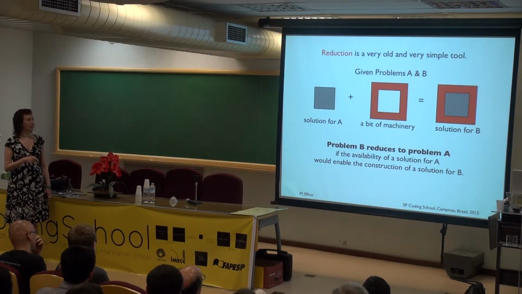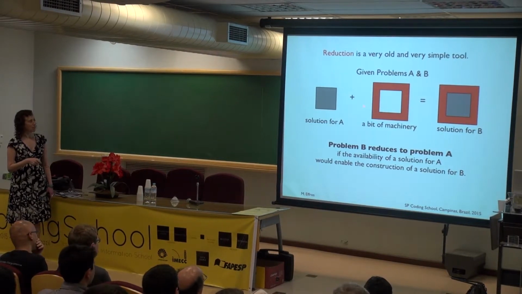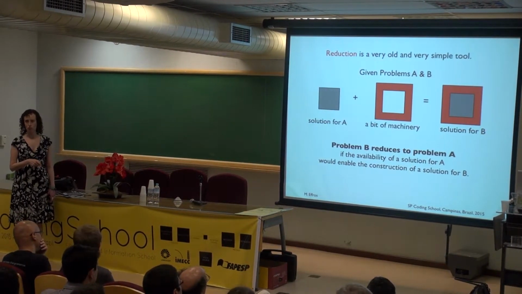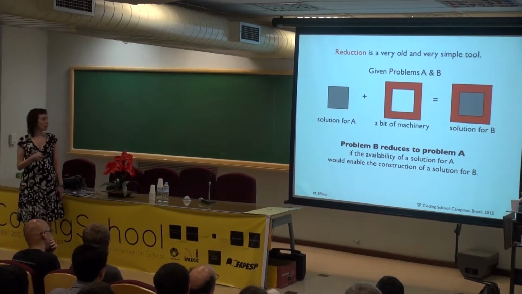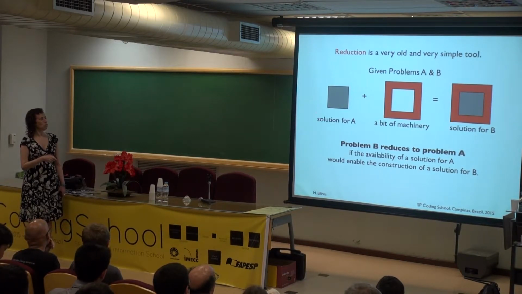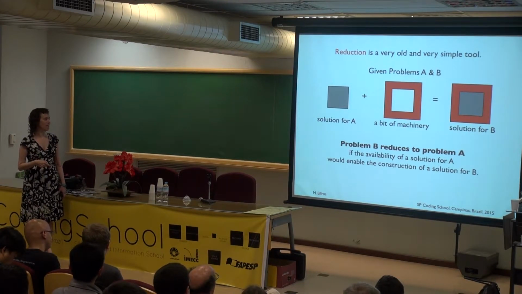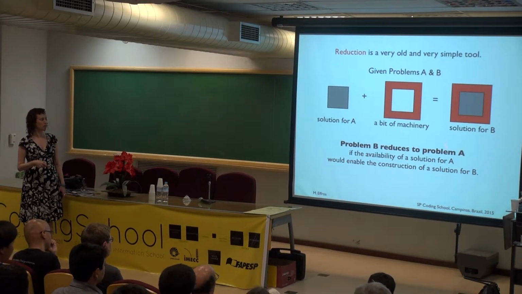Let me say it one more time. Imagine that for any solution for A, there exists a bit of machinery so that combining the solution for A with the extra machinery somehow added around it gives you a solution for B. If that's possible, we say that problem B reduces to problem A. That is, it's enough to solve problem A, because anytime you have a solution for A, you can turn it into a solution for B. So problem B reduces to problem A if the availability of a solution for A would enable the construction of a solution for B. We enabled that construction by adding some machinery.